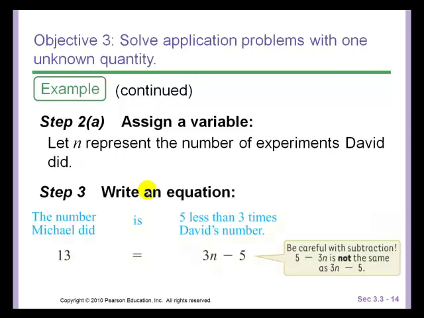Our equation. The number Michael did was 13. That is 5 less than, which is minus 5, 3 times David's number. Again, be careful. 3n minus 5 is not the same as 5 minus 3n. If you switch this, you're going to get the wrong answer.